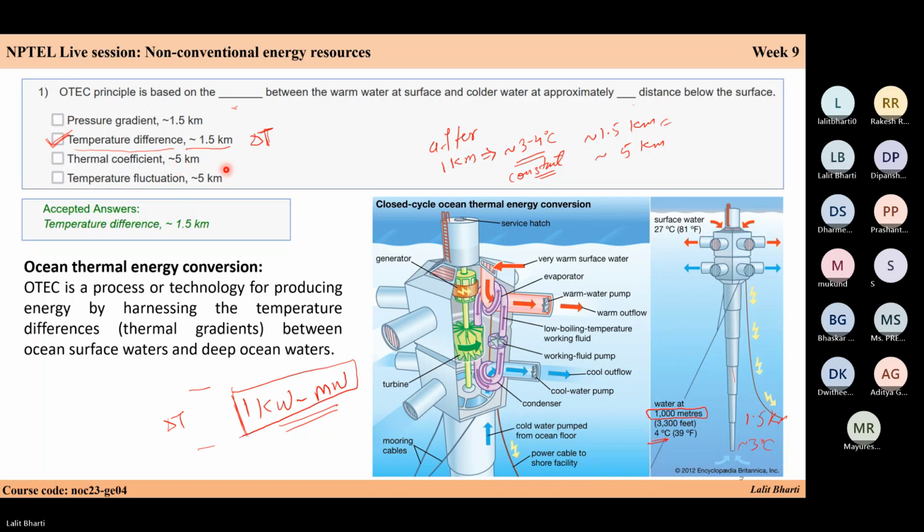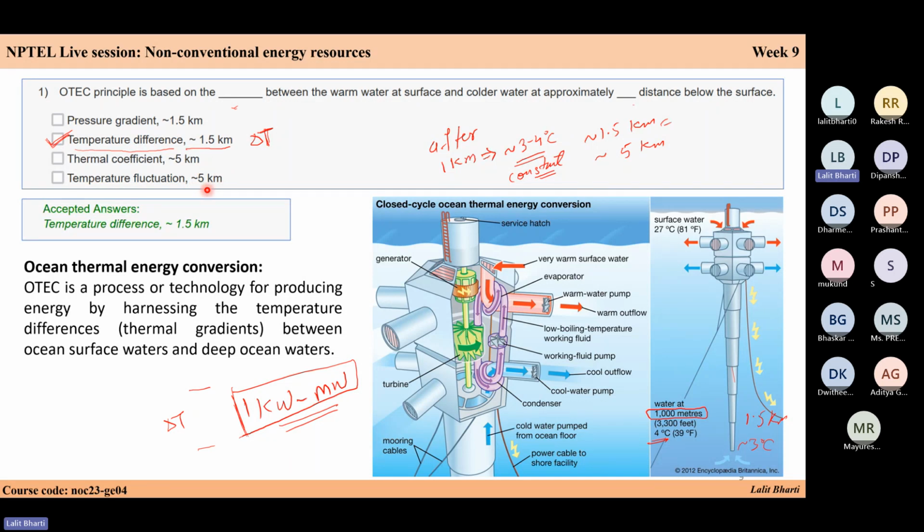And we need the cooler water at approximately what distance. We have seen the minimum distance is around 1,000 meters or 1 kilometer. If we go beyond that, only then will we be able to achieve this energy conversion. So for the 3 degrees Celsius mark, we need at least 1.5 kilometers or 1500 meters. So option 2 is correct, the temperature difference and 1.5 kilometers.